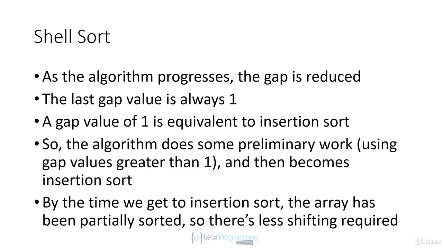So one question is, well, what do we use for the gap value? How do we figure out what to start with and how to reduce it? And you're going to see that there's a ton of theories about this. We're going to go out now to the Wikipedia article about shell sort.